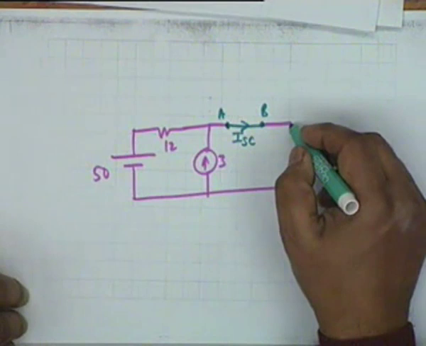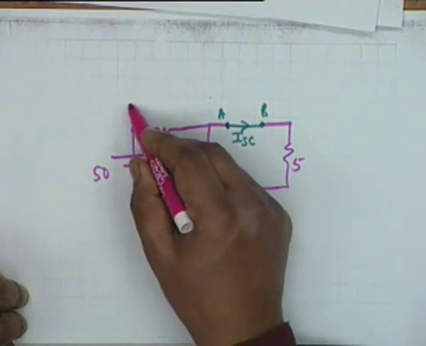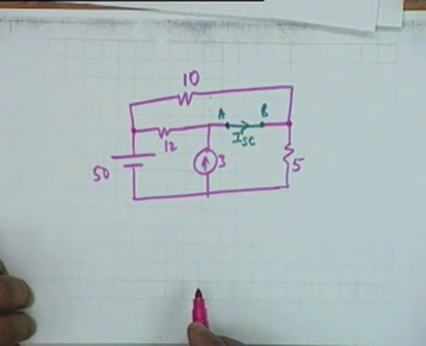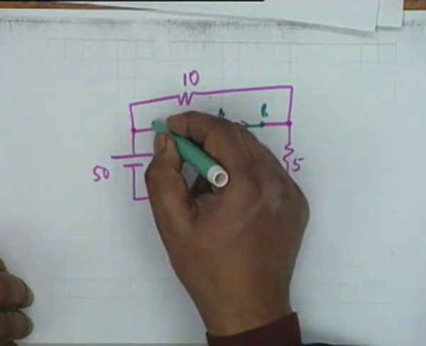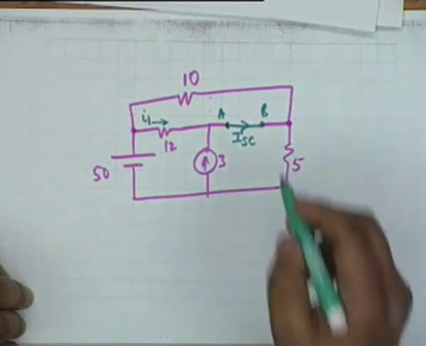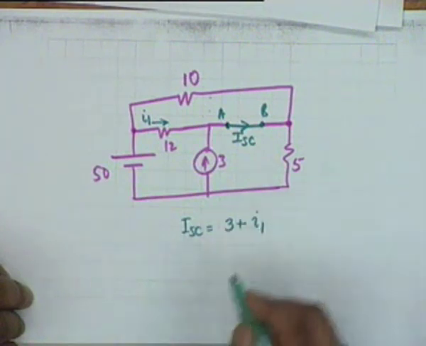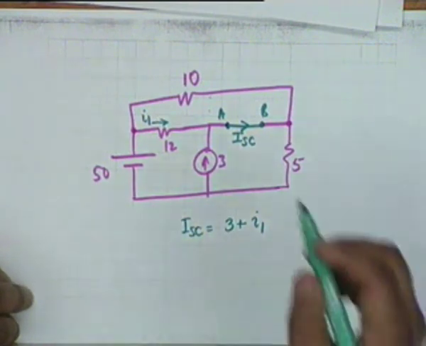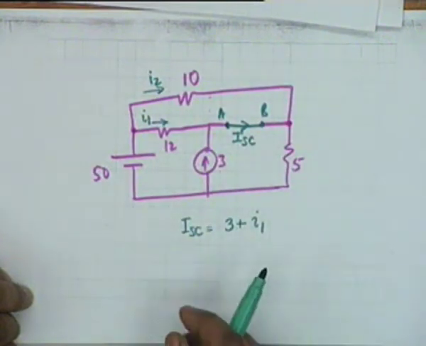Then I have the 5 ohm resistance, and this resistance is 10. I can find out ISC like this. Suppose I consider this current as I1, then ISC obviously shall be equal to 3 plus I1. By which law have we applied? KCL. We also have to know this current. Let's call this as I2.